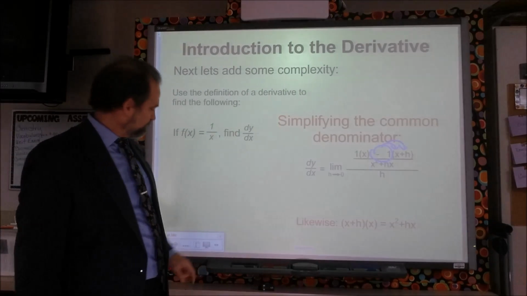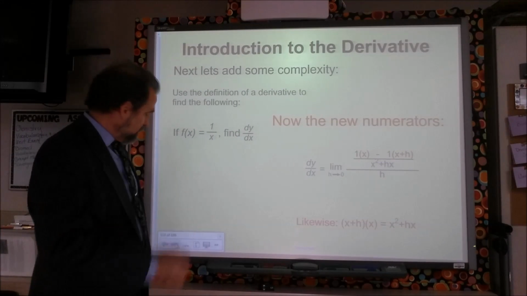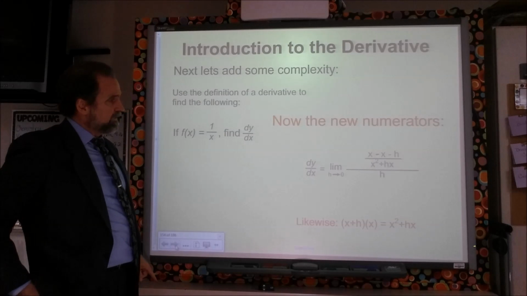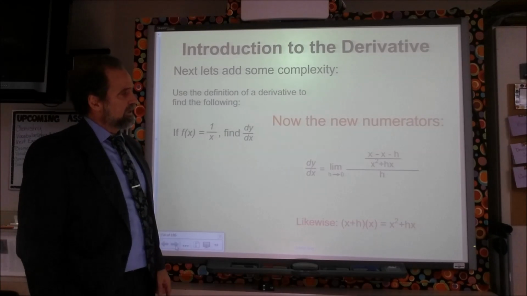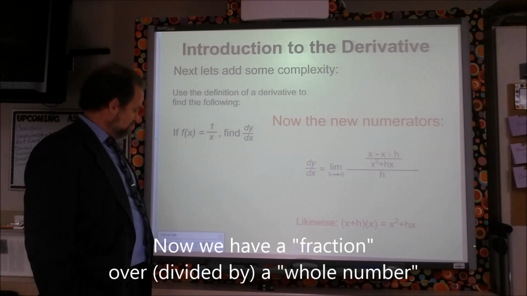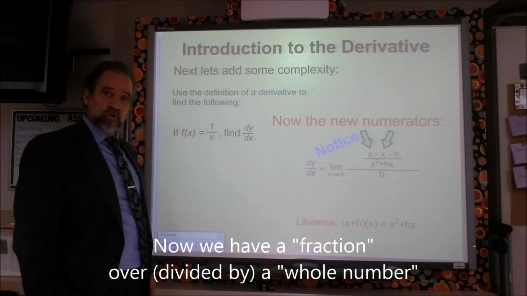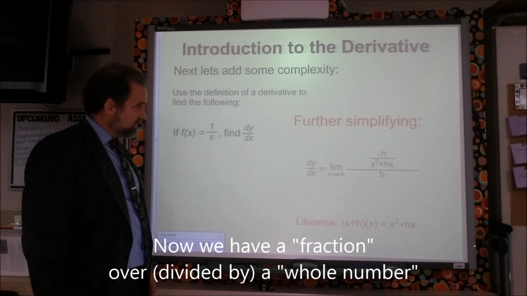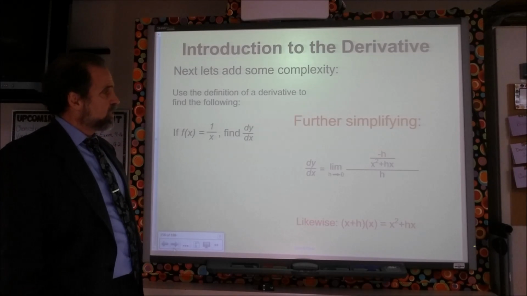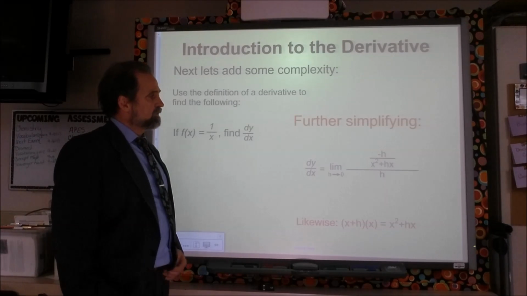Sorry about that rotation. So let's go ahead and look at it after it's been distributed. I've got x minus h. You can clearly see now that x minus x is going to add up to 0 when it combines. So I'm left with minus h over x squared plus hx.